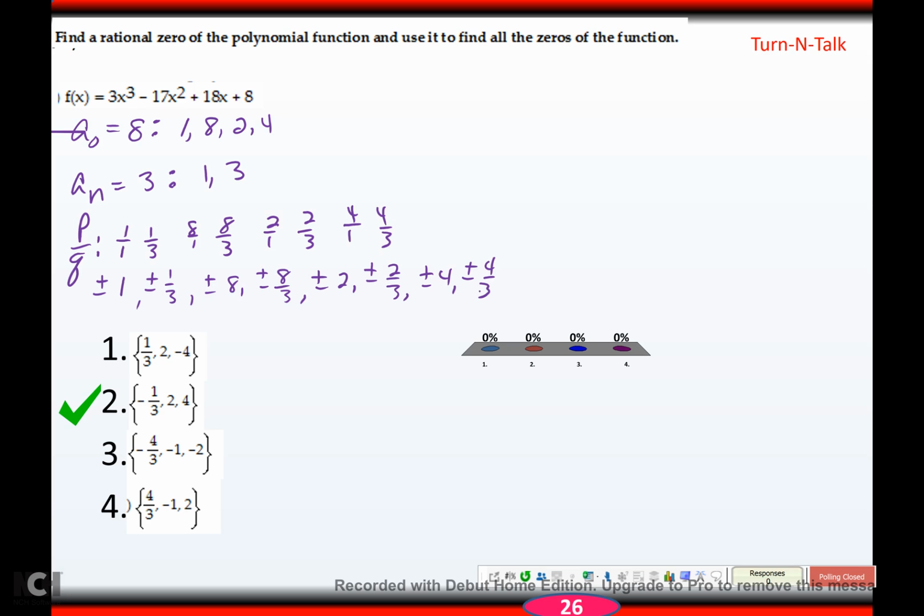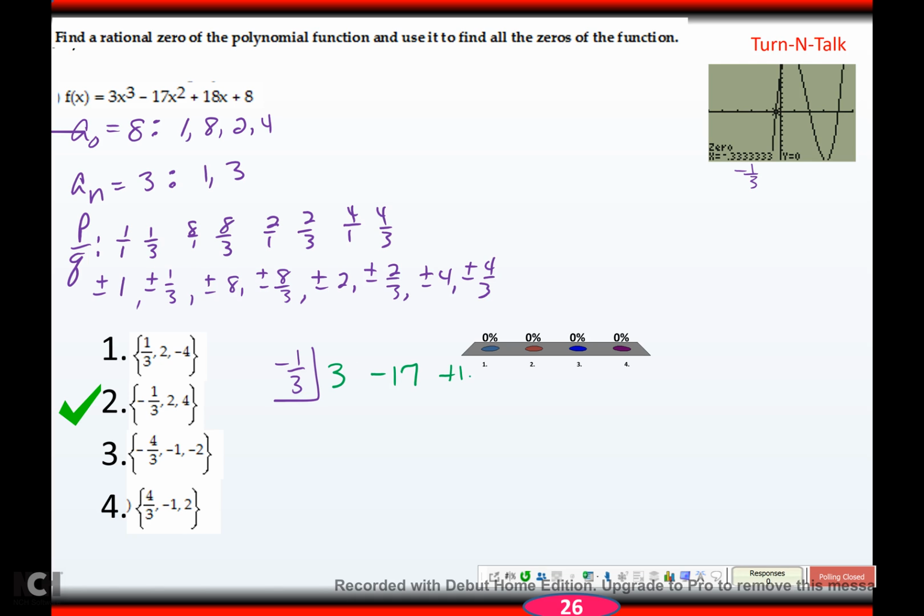There's my list. Normally we would just start picking and trying, but we're going to cheat a little bit and use our graph, and I can see 1 is at negative 0.333333, which is negative 1/3 repeating. So if I put that in the hole and divide it down to depress it down to a second degree, my third degree coefficient, my second degree, my first degree, my constant.